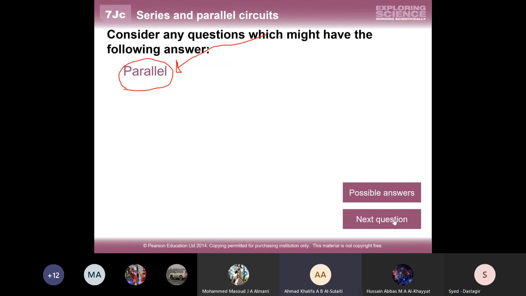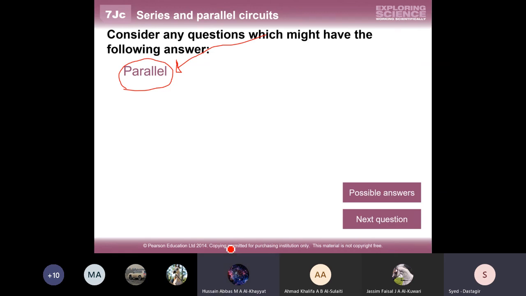Four bulbs and one switch. Is that your question? Okay. Jasim Yusuf. Guys, mute your mics, please. Jasim Yusuf, the answer is parallel. What's your question? Jasim is not there. Go on then, Hussein.